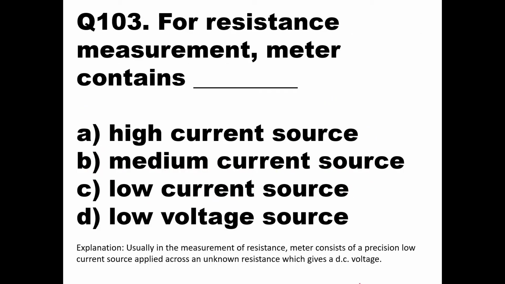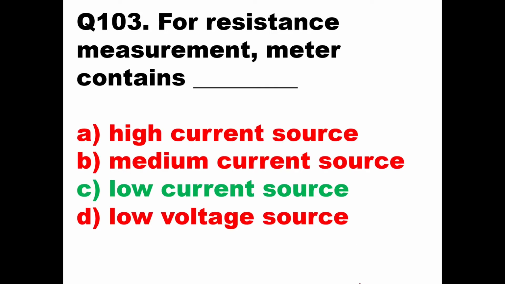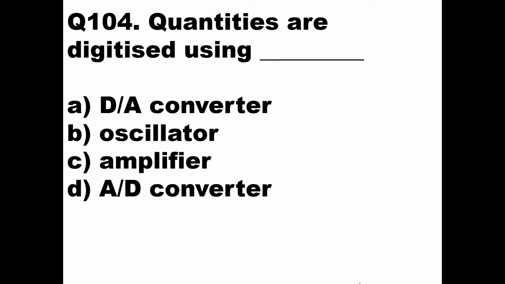Clear? Then we'll go to the next question, question number 103. For resistance measurement, meter contains. What does the meter contain? The meter has to contain a constant current source, because the current has to pass through a variable resistance, and depending upon that a variable voltage will be developed, and depending upon that voltage you can understand what the resistance was. That means a low current source. In these options, option C, low current source, will be the correct answer. Clear? Then we'll go to the next question.